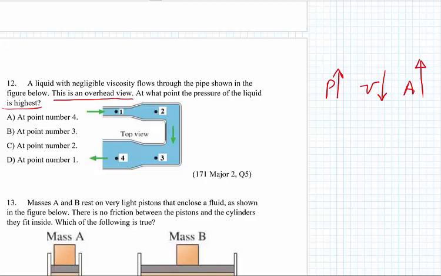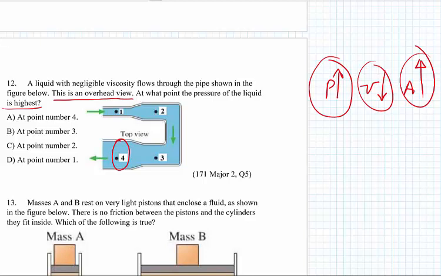So let's see, he is asking about the highest pressure. The highest pressure means lowest speed or highest cross-sectional area. Where is the highest cross-sectional area? It's at point 4. This is the highest cross-sectional area, so I would choose number 4.